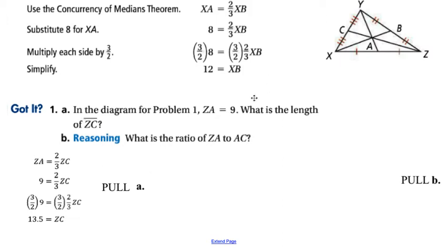So in order to find the ratio of ZA to AC, ZA we already know is 9, and we know ZC is 13.5, so that leaves a distance of 4.5 for A to C. So the ratio of ZA to AC is 9 to 4.5, which is a ratio of 2 to 1. So this distance to the centroid is twice as long as the other distance.